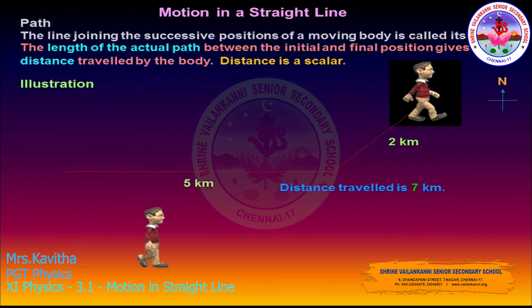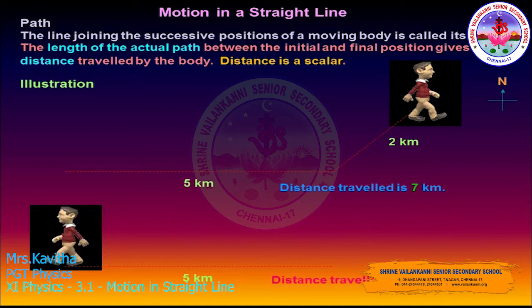Now again, the man travels 5 kilometers, and then on the same path he covers a distance of 5 kilometers. Then what will be the distance traveled by the person? 10 kilometers. That is the total path length covered, or the length of the actual path between the initial and the final position. You have to calculate the total, so we call it distance.